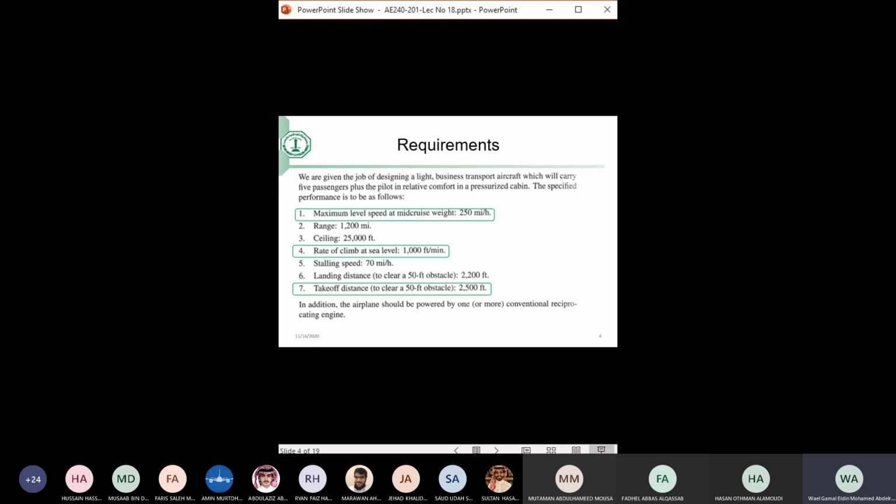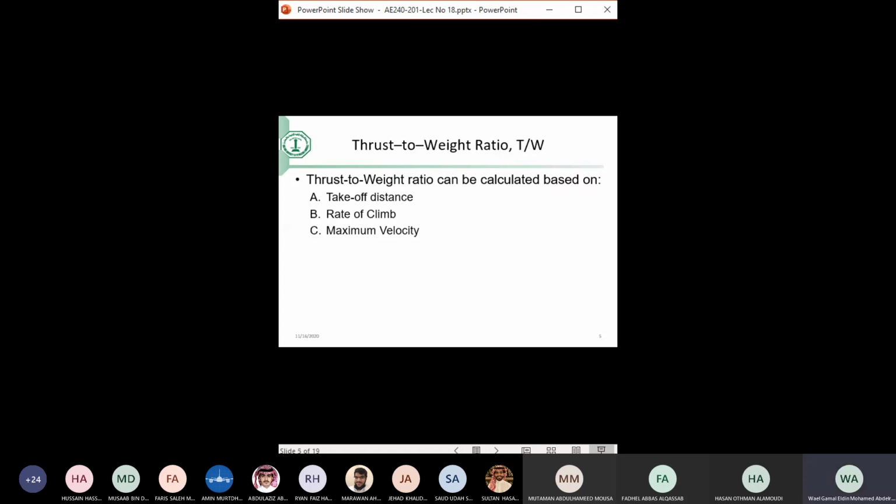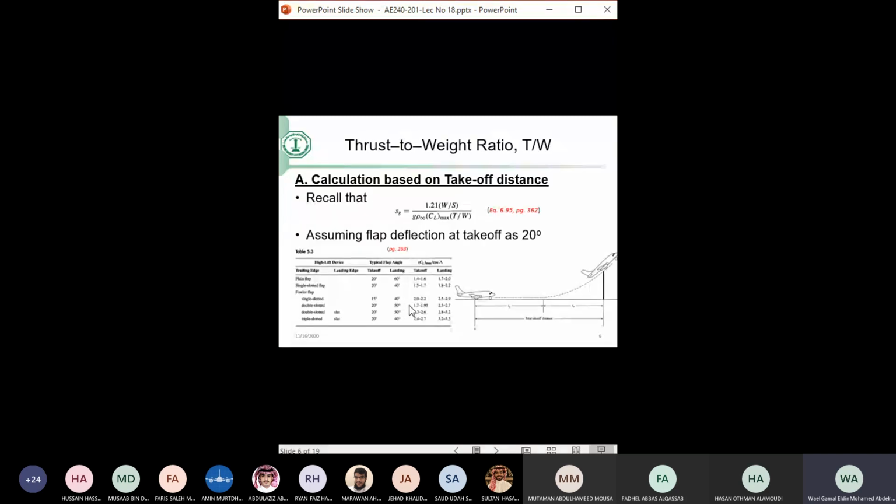Let's start with the maximum level speed. And if you have any questions, that would be a good time to ask before we start conditions 1, then 4, then 7. Okay, so we'll start with the takeoff distance, not with the speeds. Okay, with the takeoff distance.